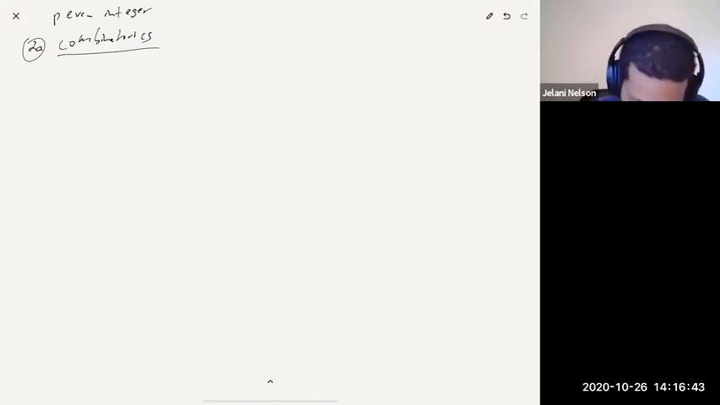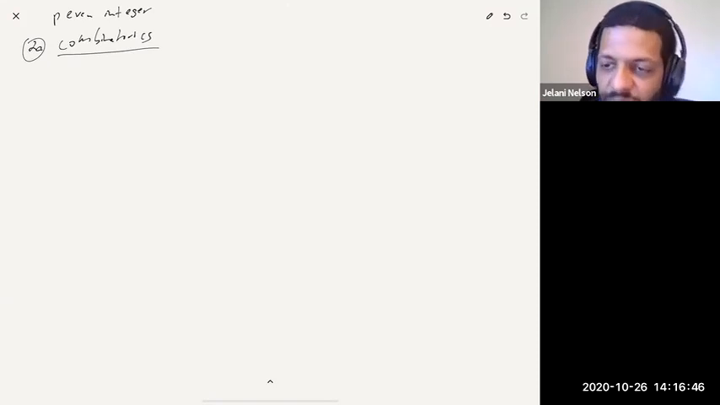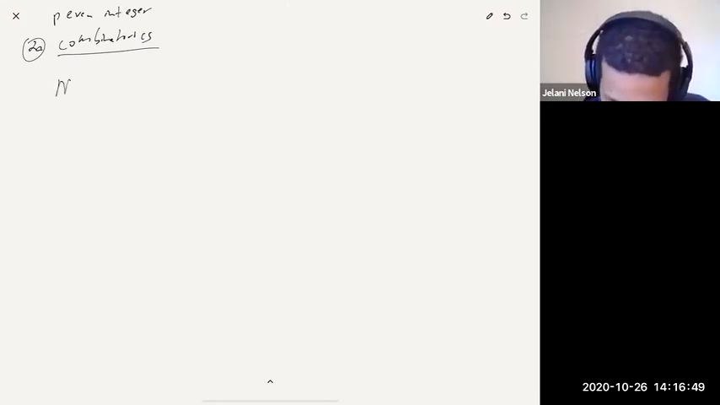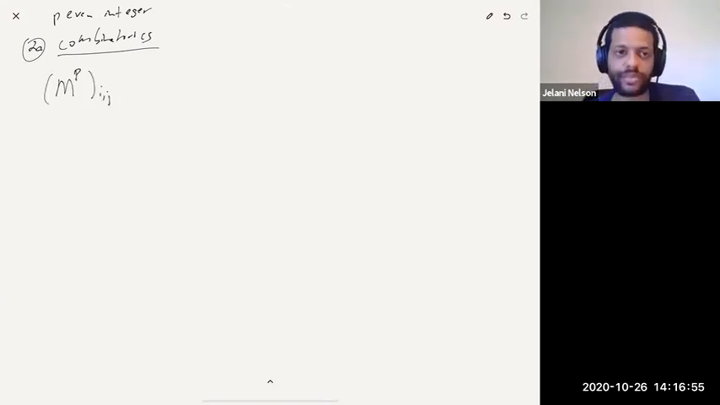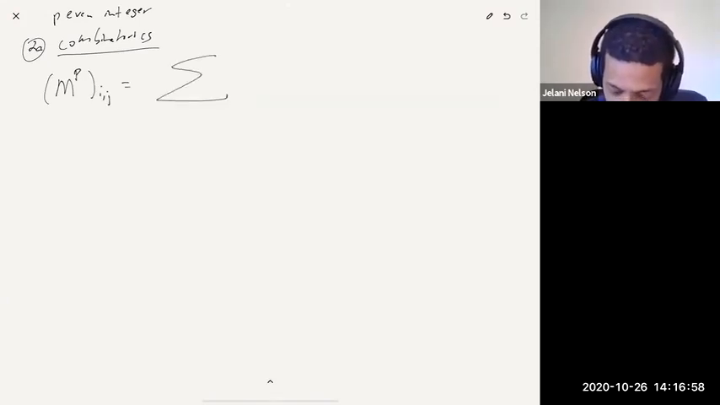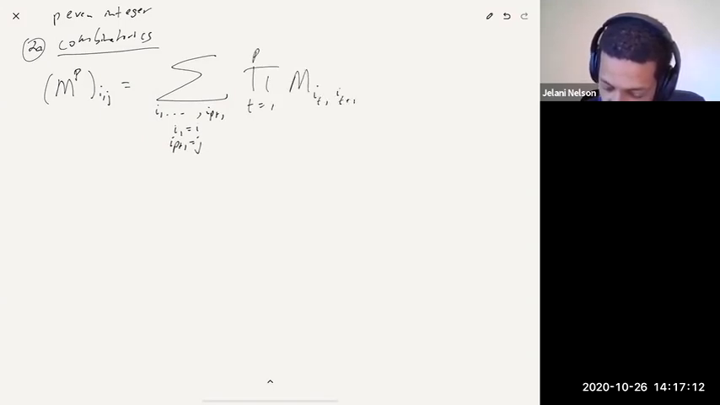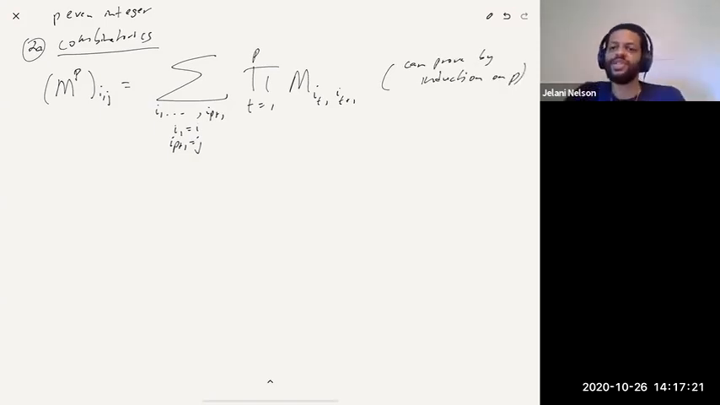Okay. So this is just a fact about linear algebra. If you take a square matrix to the pth power and look at the ijth entry, this is equal to the sum over all i_1 up to i_{p+1}, where i_1 equals i and i_{p+1} equals j, of the product for t from 1 to p of M_{i_t, i_{t+1}}. You can prove this by induction on p. So this is just a fact about entries of powers of matrices.